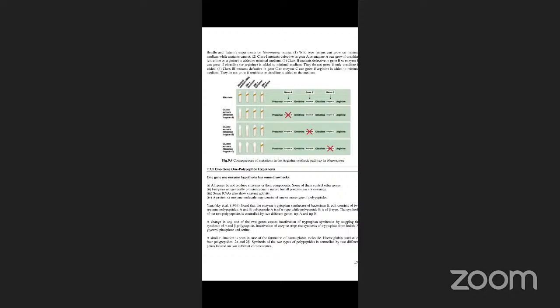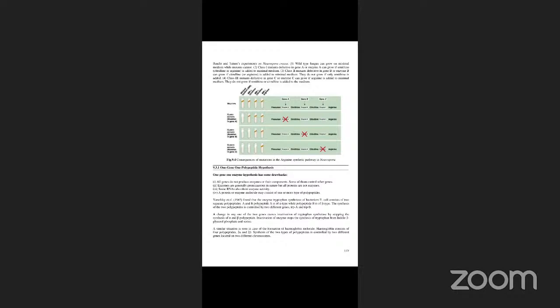Okay. And a protein or enzyme molecule may consist of one or more types of polypeptides. Then Yanofsky found that the enzyme tryptophan synthetase of bacterium consists of two polypeptides, polypeptide A and polypeptide B, which are alpha type and beta type. That means the enzyme is made of two different polypeptides. Okay. So a change in one of the two genes causes inactivation of tryptophan synthetase by stopping the synthesis of the alpha and beta polypeptide. So here two polypeptides are encoded by two genes of the same enzyme.